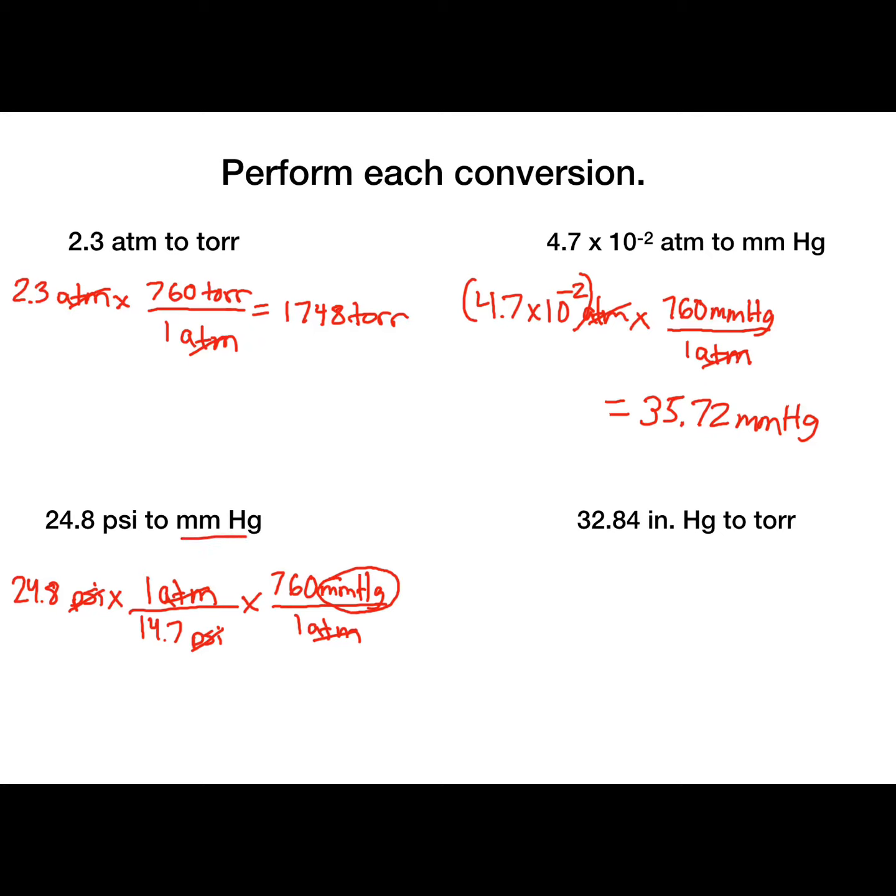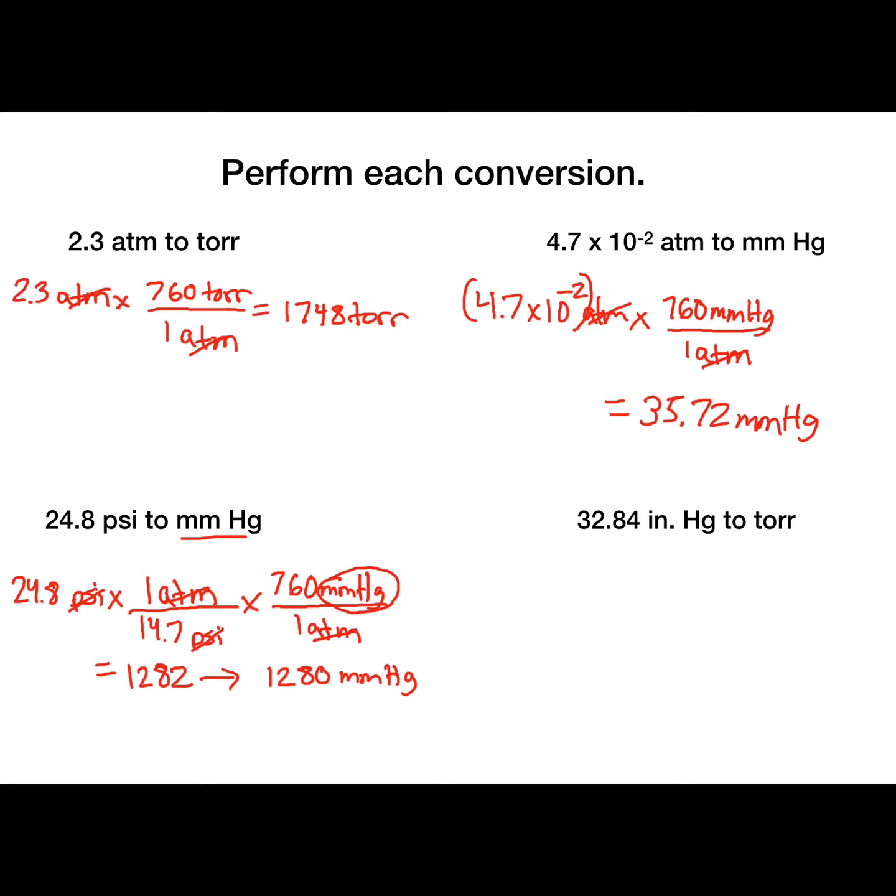So we are doing 24.8 times 760 divided by our 14.7, and we should get, let's see, we have 3 significant figures, so our answer is going to be 1282, but then with 3 sig figs, it turns into 1,280 millimeters of mercury.